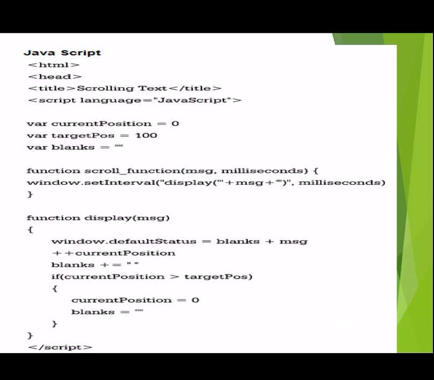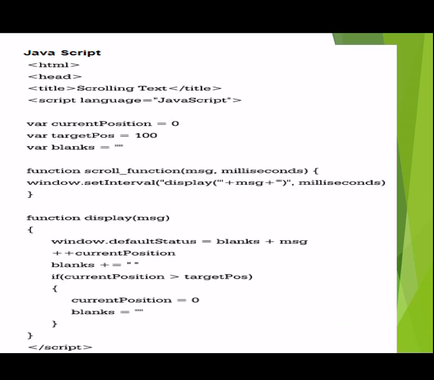First is your HTML tag, then your head tag, and the title is given as scrolling text. Now open your script tag. Now you have to specify the starting position and ending position of your text. So starting position, that is current position. We'll take one variable, current position, and set it to 0. That is your starting position. And your target position, that is the ending position of your message, we are going to set. For that we have taken a variable as target pause. So target pause is equal to 100, that is your ending position.